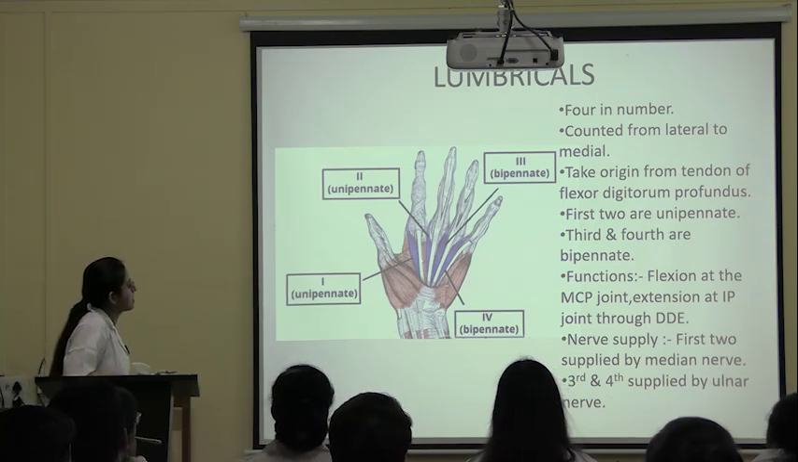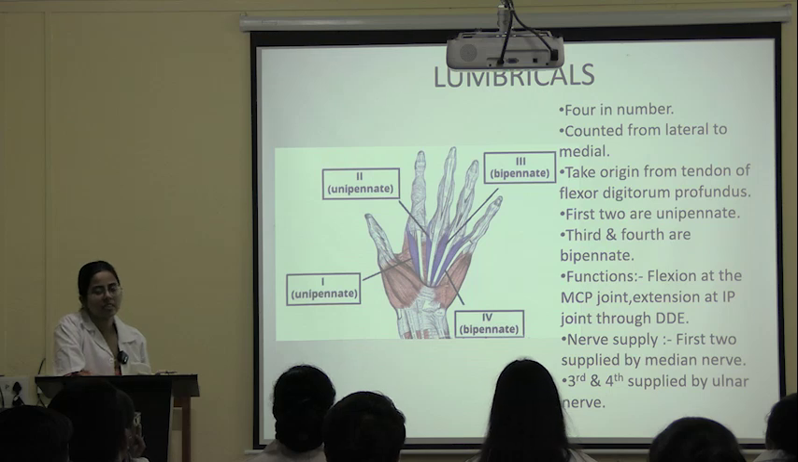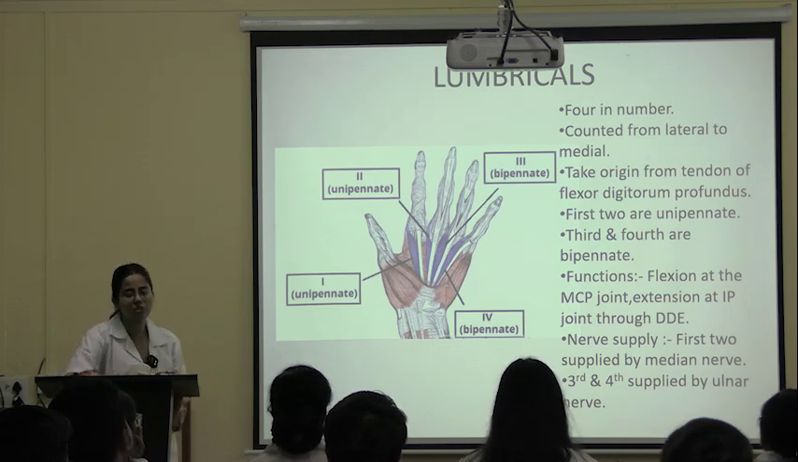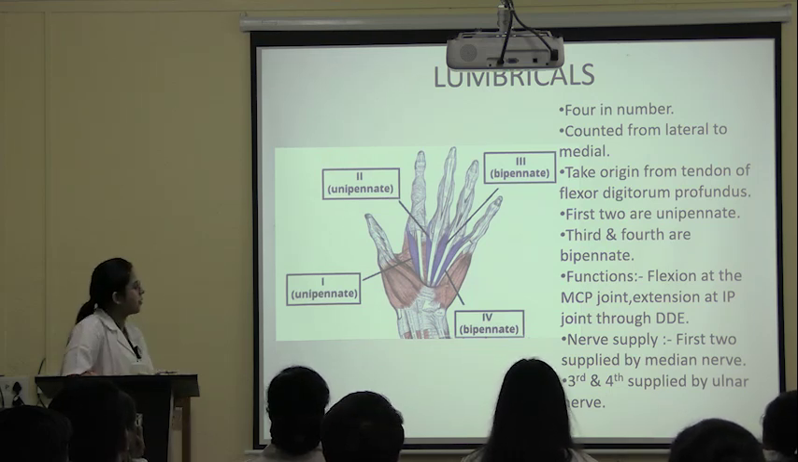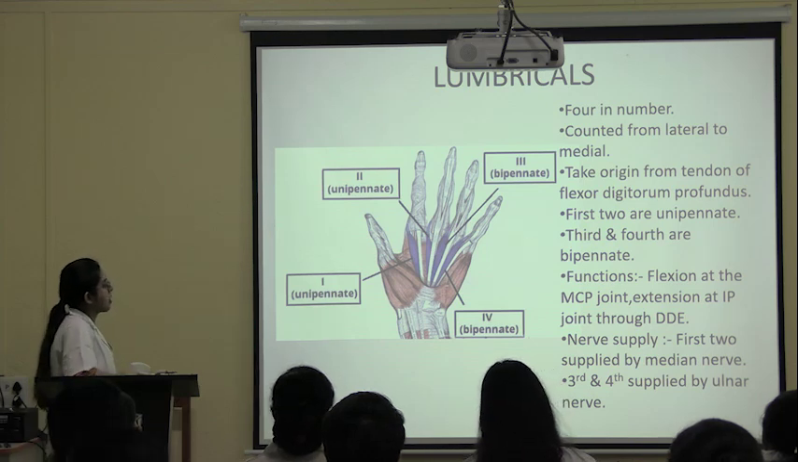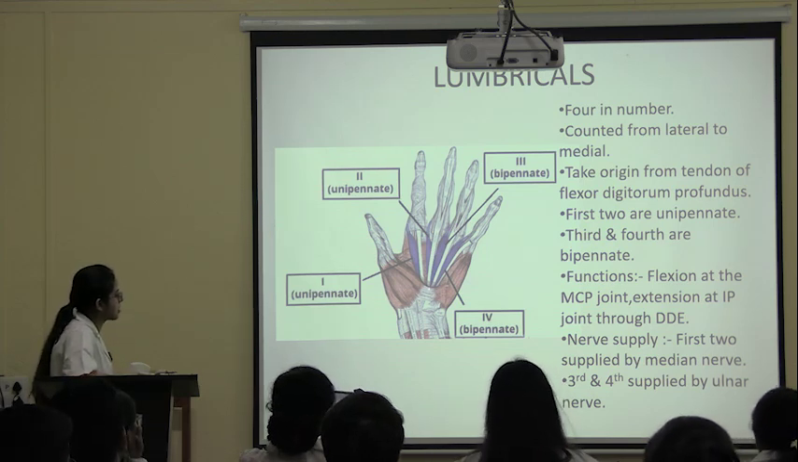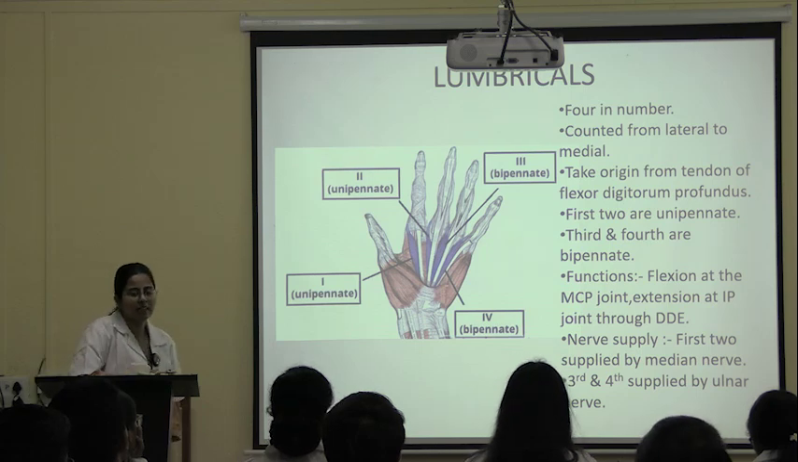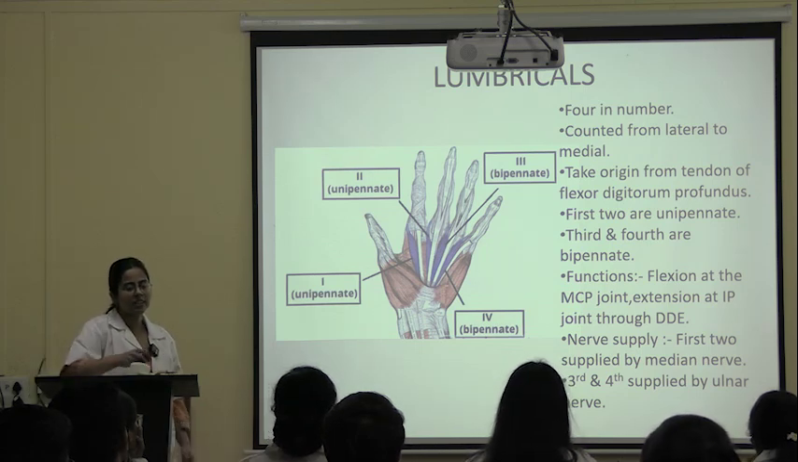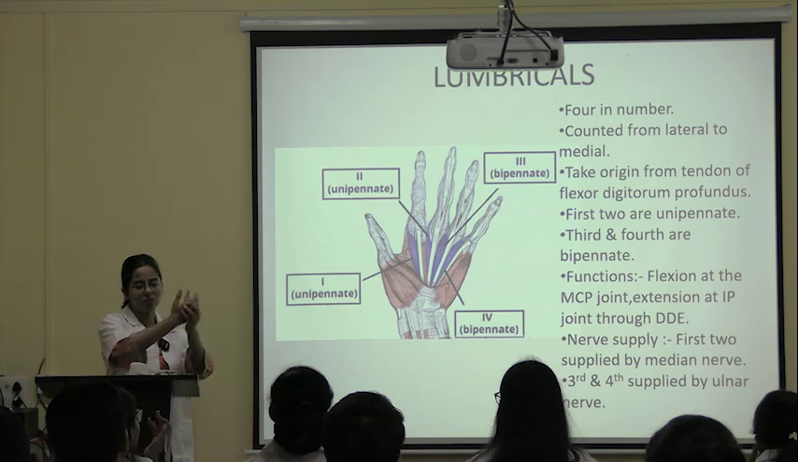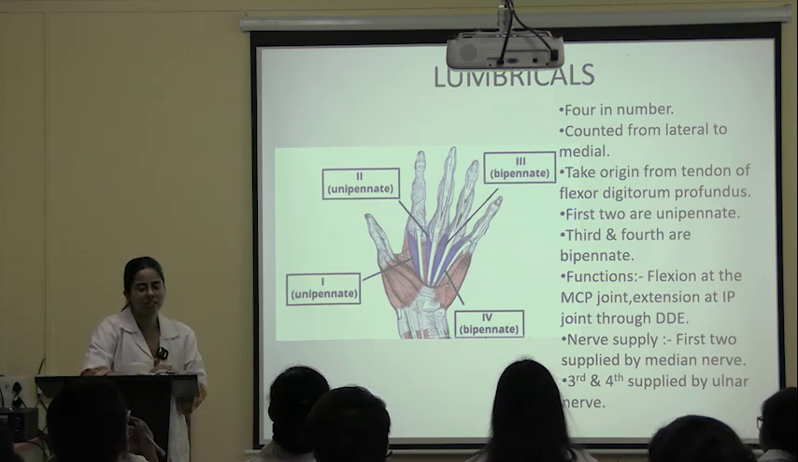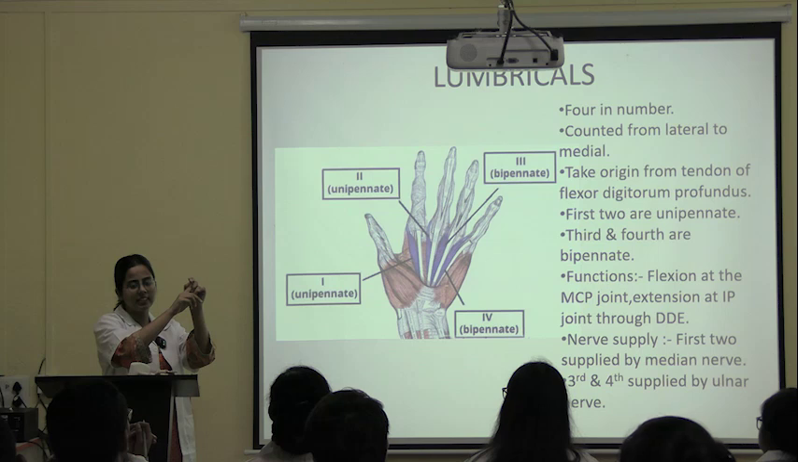So these lumbricals take their origin from the tendon of flexor digitorum profundus. What is the function of these lumbricals? Flexion at the metacarpophalangeal joint. Which is the metacarpophalangeal joint? This one. Flexion at the metacarpophalangeal joint and extension at the interphalangeal joint.